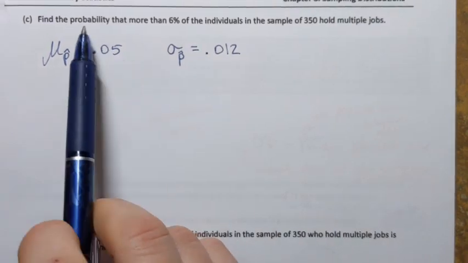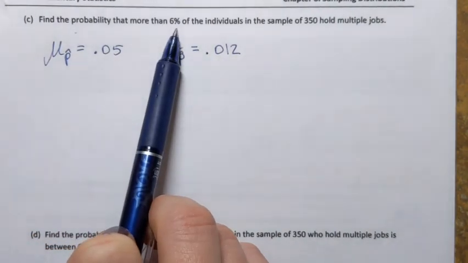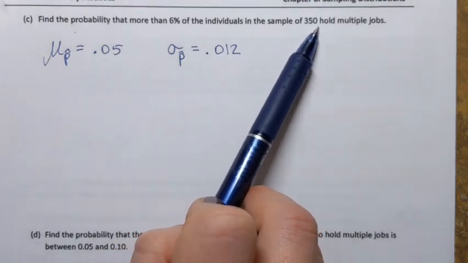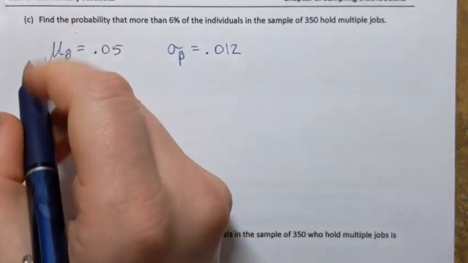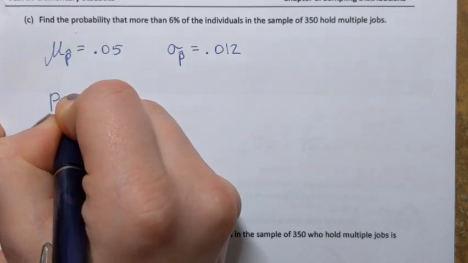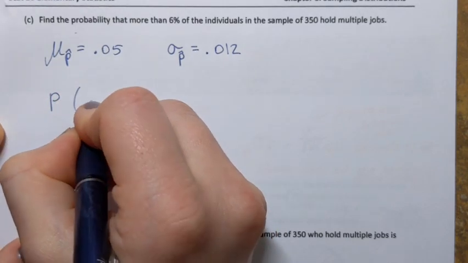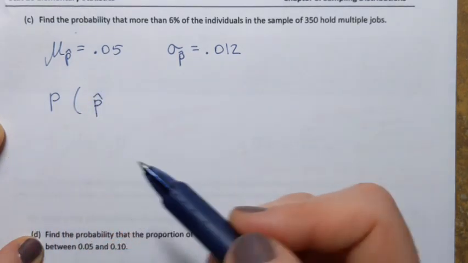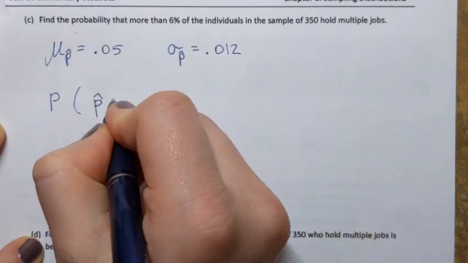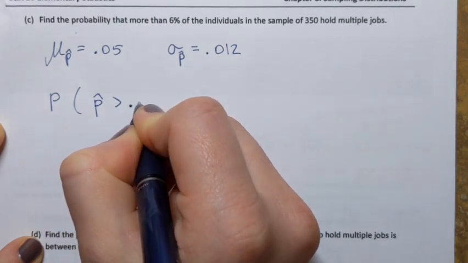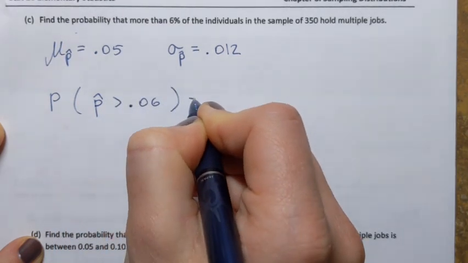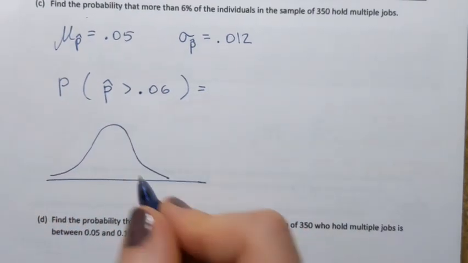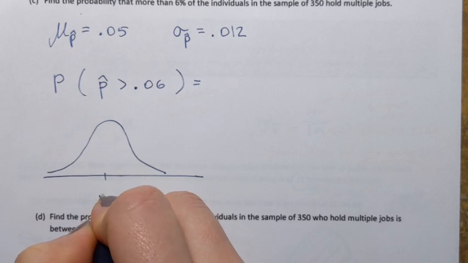So let's read the question. In this question, we need to find the probability that more than 6% of the individuals in the sample of 350 hold multiple jobs. So that's how I can write the question in short. I need to find probability that sample proportion of individuals with multiple jobs is more than 6%. That's same as 0.06. If I sketch a normal curve, this is how it's going to look like. So mean is 0.05.